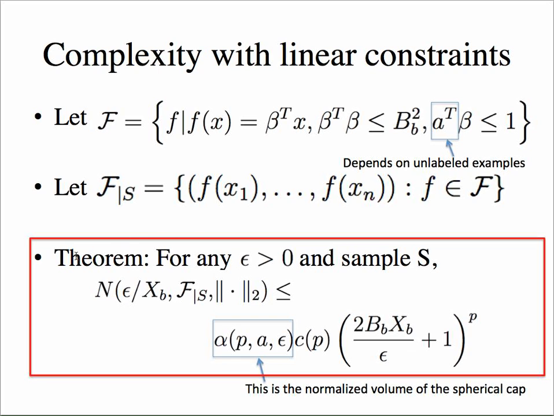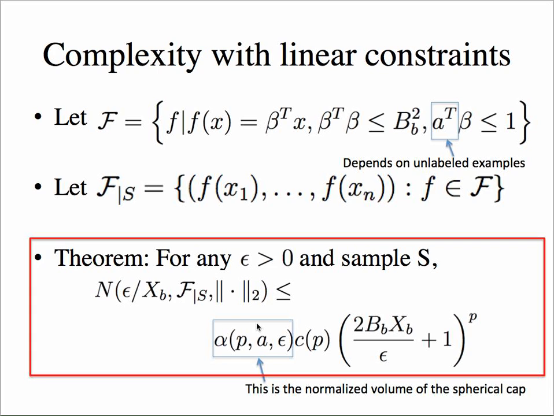Our first theorem is as follows. For any epsilon greater than 0 and sample s, we have that the covering number with a certain radius, a certain parameter for the cover, of the restriction of f in the Euclidean norm is upper bounded by a quantity which is a product of three terms. The second and the third term together give us a measure on the number of balls needed to cover the 2 norm bounded set in the p-dimensional Euclidean space.